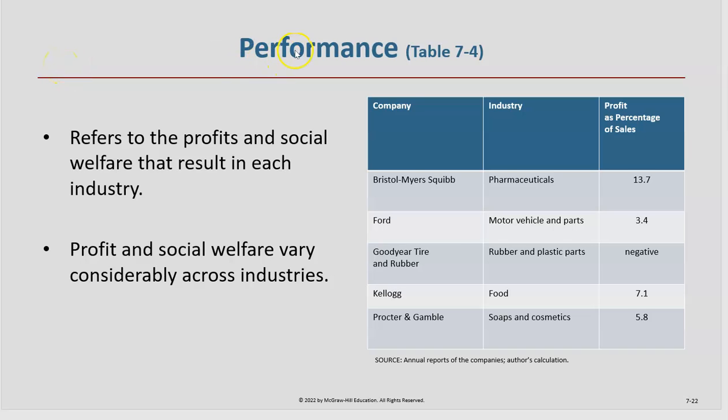Okay, and finally, performance. Two performance measures are profits and the Dansby-Willig index. Okay, profits is just the difference between total revenues and total costs. And here you can see profit as a percentage of sales for the same 5 industries that we've looked at.